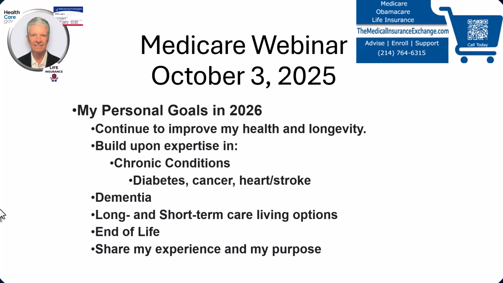My personal goal is to continue to improve my health and longevity, building on either personal experience or through learning. I'm a continuous learner about chronic conditions: diabetes, cancer, heart attack, stroke, and dementia. Many of you know or have a spouse that deals with dementia. My father went through that. It's a tough way of going. That leads to long and short-term care options, both in the home and away from home. And then end of life, not just insurance, but how do you prepare for end of life?